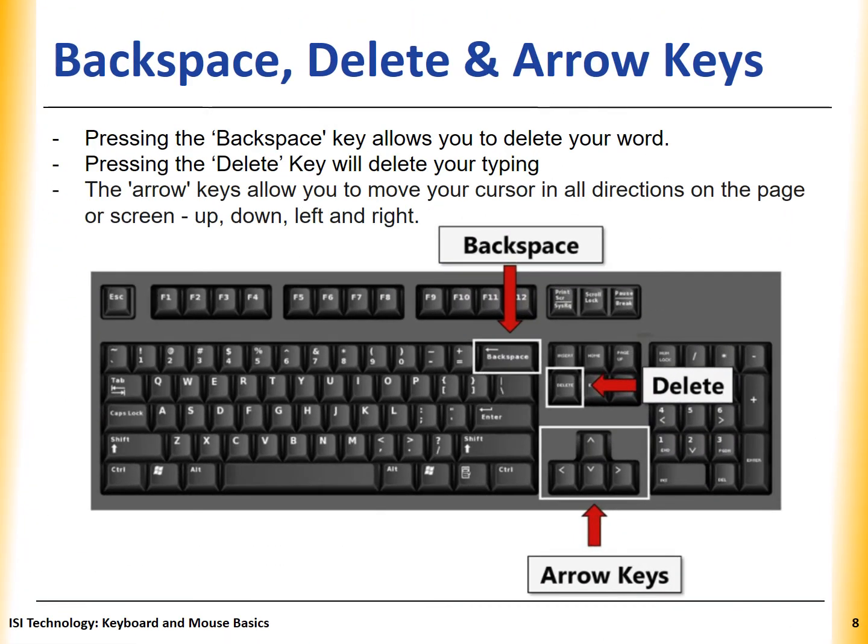On this slide, I have three new keys: backspace, delete, and the arrow keys. Pressing the backspace, this button over here, allows you to delete your words. If I want to delete my word, I just press backspace. Pressing the delete key, which is this one, will delete your typing. The arrow keys over here, you can see left, right, top, and down, allow you to move your cursor in all directions on the page or screen, up, down, left, and right.